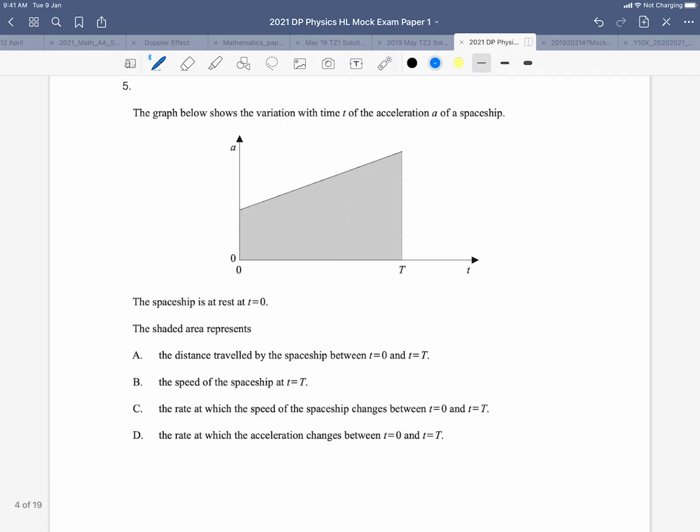Okay, so here we have an acceleration versus time graph. They've shaded this area for us. It's a spaceship that's accelerating. It's initially at rest. What does this area represent? Well, we have to remember that the area under an acceleration versus time graph is the change in velocity. But if it was at rest to begin with, then the change in velocity is basically just the velocity it then has at time t. And this is all positive, and it started from rest, accelerated in one direction, so it's basically just the speed it has when time is t.